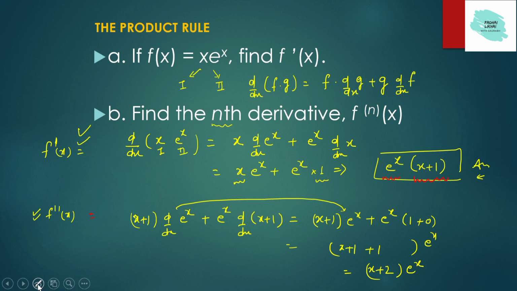So if we go to the same rule, we will differentiate again. So f triple prime x, you can check that we will get x plus 3 e to the power x. So in the same manner, we will find the nth derivative of f(x), that is x plus n e to the power x. Okay. So this is how we have to find the differentiation up to the nth derivative.